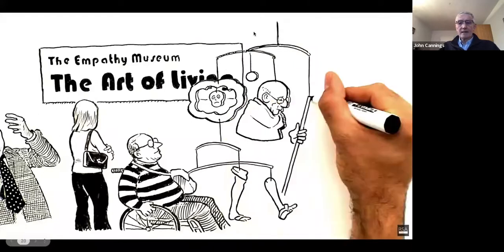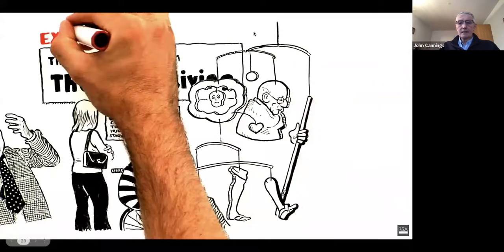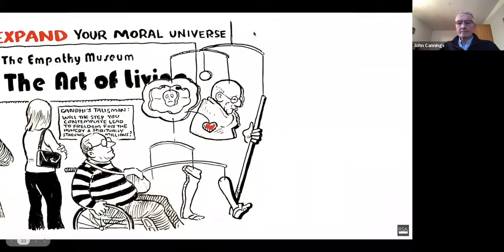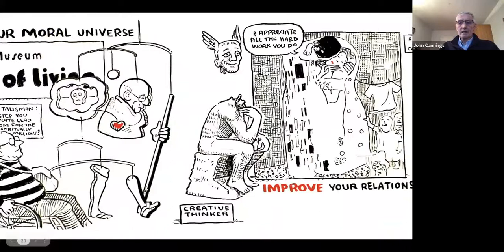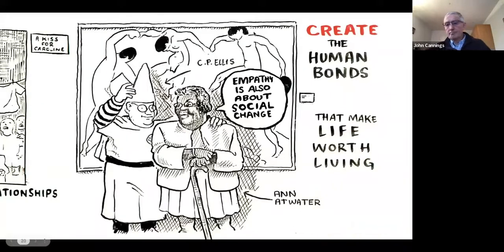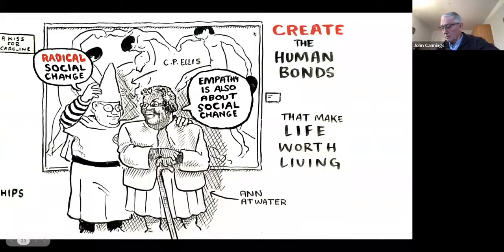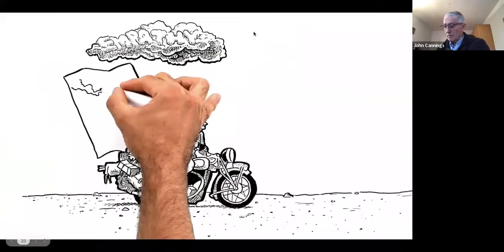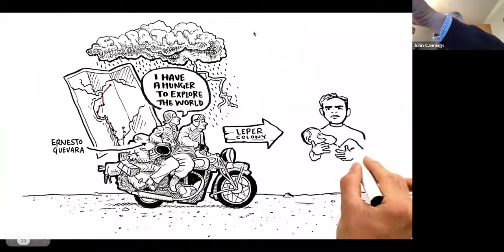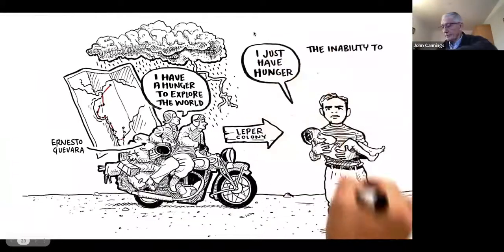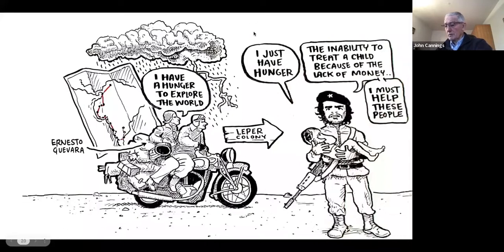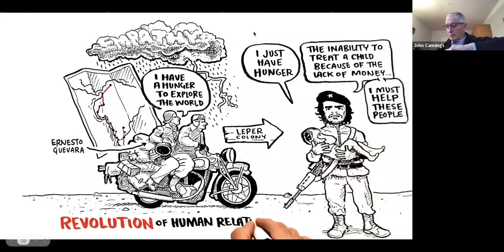Empathy isn't just something that expands your moral universe. Empathy is something that can make you a more creative thinker, improve your relationships, can create the human bonds that make life worth living. But more than that, empathy is also about social change, radical social change. A lot of people think of empathy as sort of a nice, soft, fluffy concept. I think it's anything but that. I think it's actually quite dangerous because empathy can create revolution. Not one of those old-fashioned revolutions of new states, policies, governments, laws, but something much more fiery and dangerous, which is a revolution of human relationships.